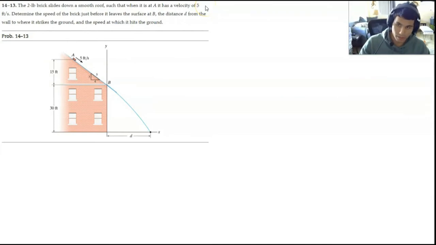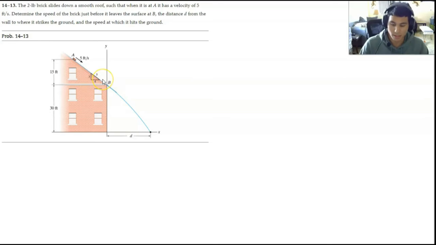Let's start number 1 here. If you read the problem, you're going to see that we have this brick sliding from A to B. The question wants us to find the velocity at B: determine the speed of the brick before it leaves the surface at B. Then it's going to fall off the roof, and we need to find the distance that it travels in the air.